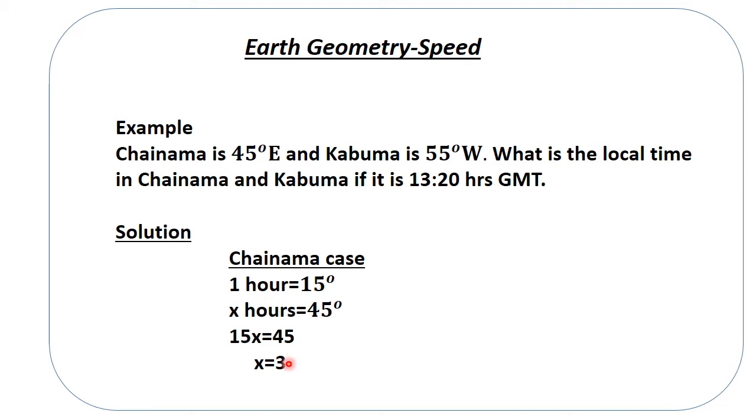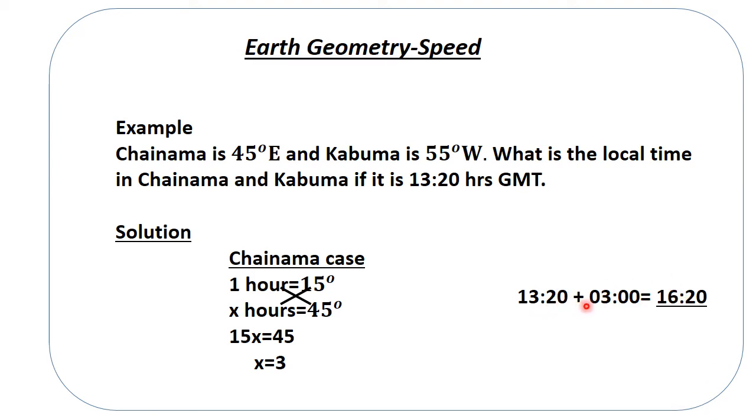So when you do cross multiply, we're going to get 3 hours. Since Chainama is on the east, these 3 hours should be added to 1320. I got these numbers by cross multiplying. GMT is 1320, so we add the 3 hours that we got here and we get 1620. So adding is not difficult: 13 hours plus 3 hours, 20 minutes plus 0 minutes, it's 1620.